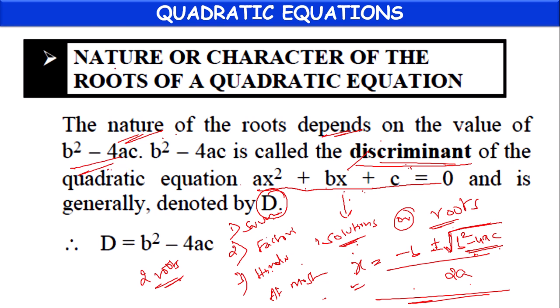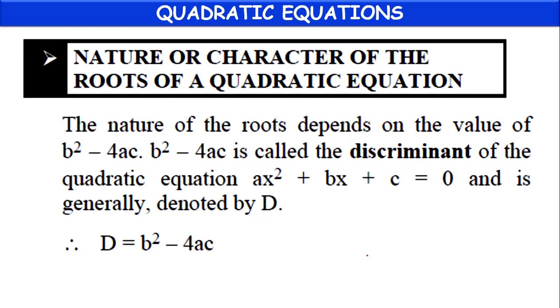If you want to tell the nature or character of the roots of a quadratic equation, first we have to find the value of the discriminant. So what is the discriminant here? The value under the square root, that is b square minus 4ac, is considered the discriminant of the quadratic equation, denoted by capital D.